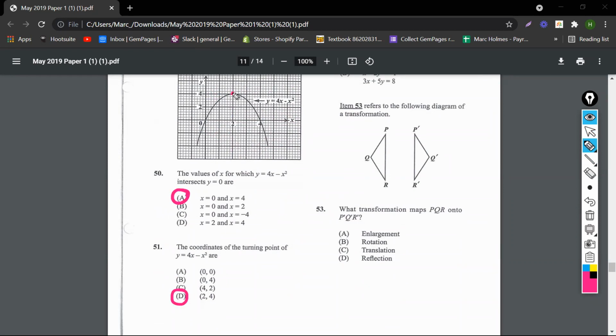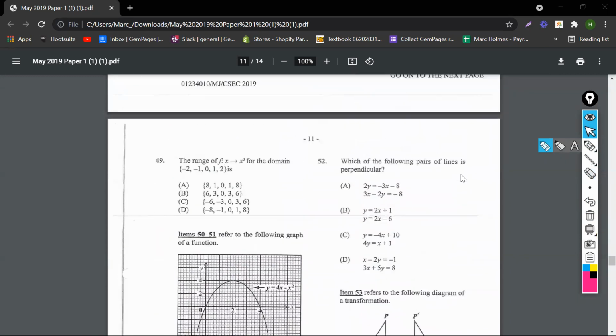The turning point is right here, guys, at (2, 4), and the points that cut the x-axis are right there, which is 0 and positive 4. Cool. So that wasn't too bad. I think those were okay. Let's move on to 52 now.